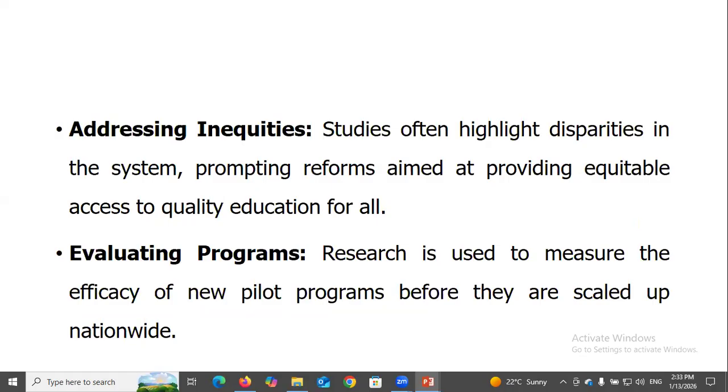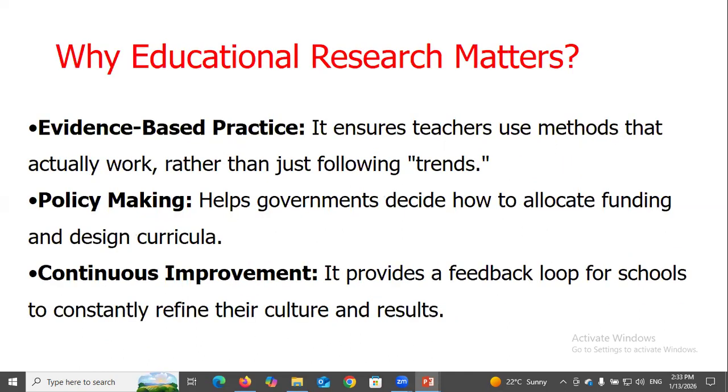Addressing inequities: studies often highlight disparities in the system, prompting reforms aimed at providing equitable access to quality education for all. Evaluating programs: research is used to measure the efficacy of new pilot programs before they are scaled up nationwide.